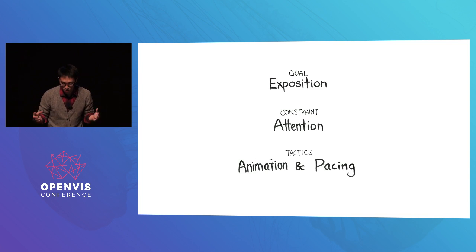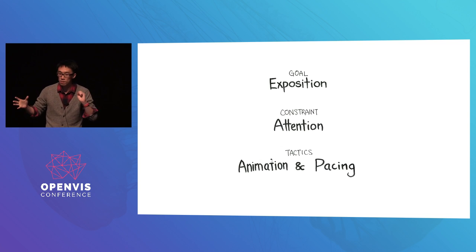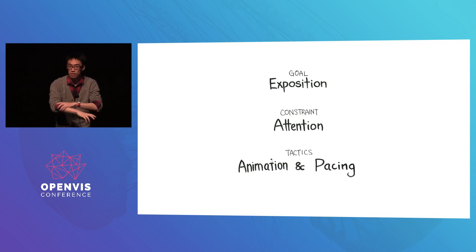And so what did we talk about? We talked about exposition. How do we explain an idea to somebody? I talked about the constraint. The key thing that you have to think about is not necessarily colors, type, size or data. The key thing you need to think about when you're explaining something to somebody is how do you channel their attention. And so, of course, I then talked about a bunch of techniques for animation and pacing.